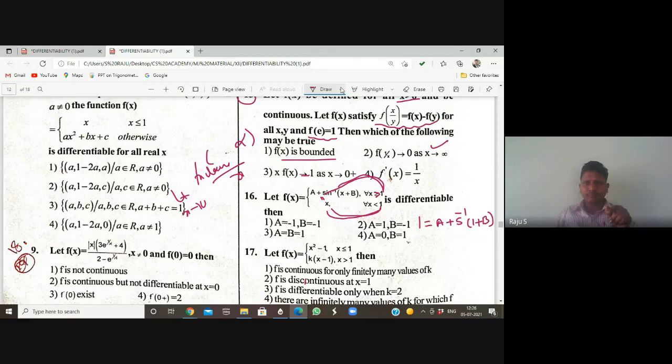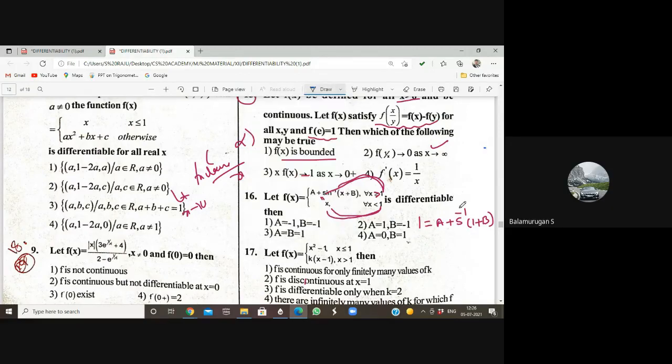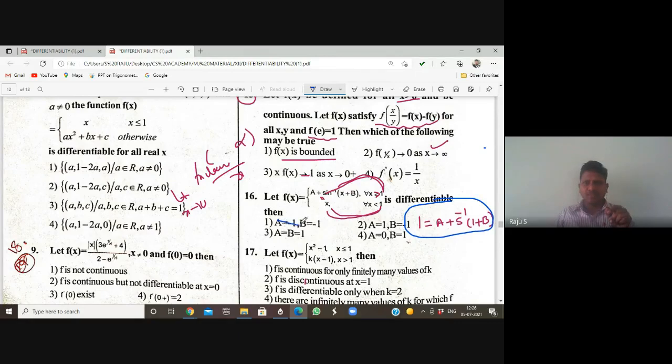Anyone? 1 and minus 1. Okay, 1 and minus 1 means first option is wrong. If minus 1, then sine inverse 0, it should be equal, no. Right, first option is wrong. Second option, a is equal to 1. So 1 plus sine inverse of 1 minus 1. Okay, sine inverse of 0, what is sine inverse 0? For what value of theta will it be 0? 0. Sine inverse 0 is 0. So 1 is equal to 1. So second option is the correct option.